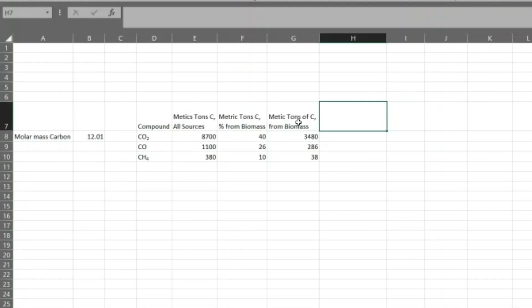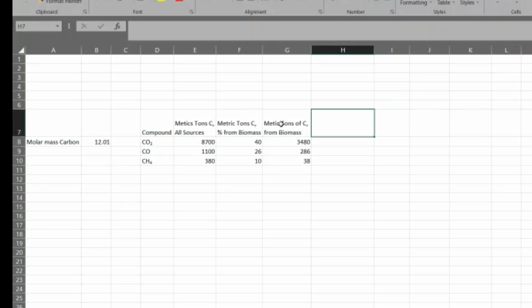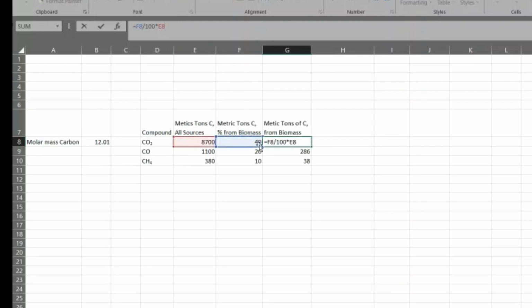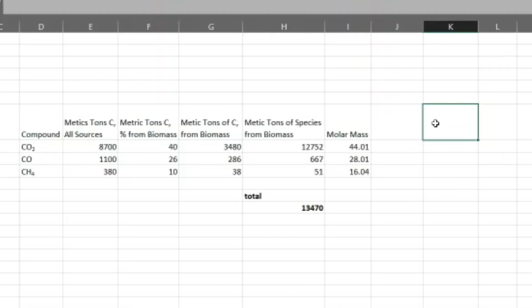Okay, so in order to calculate the combined annual release of the three species, let's make another column here that's metric tons of carbon from biomass. What we're figuring out, they gave us the percentage here, so I just multiplied in this column. I turned this percent into a fraction, a weight fraction, and I multiplied it by the total amount of metric tons of carbon. So now we have metric tons of carbon from biomass using this percentage.